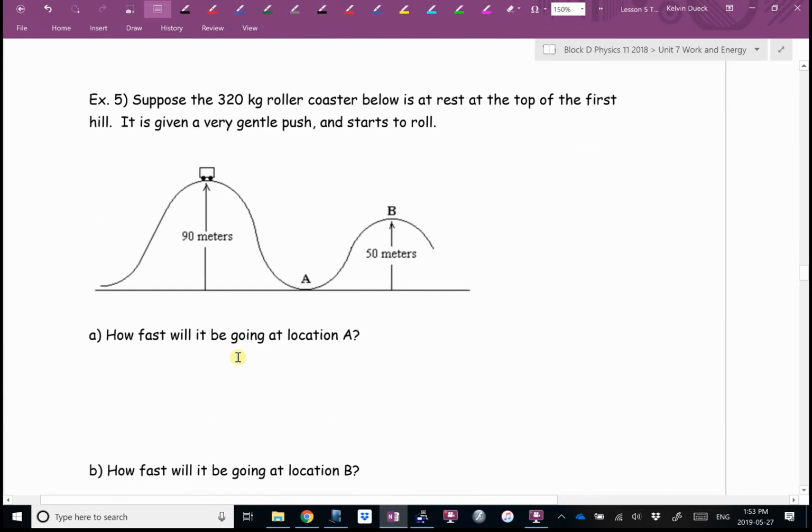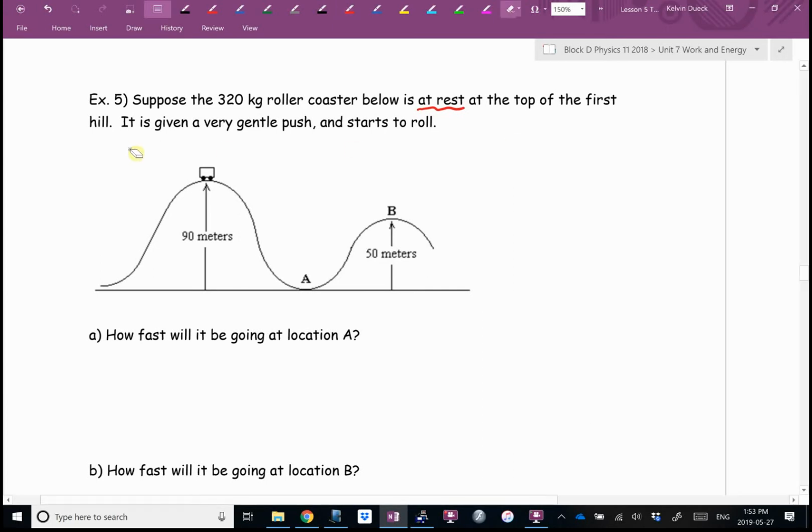Oh, roller coasters. Let's ride a roller coaster. Suppose the 320 kilogram roller coaster below is at rest. You know what? I'd probably mentally underline the words at rest, because what's VI then? What's my initial kinetic energy then? Also 0. Let's come back to that.